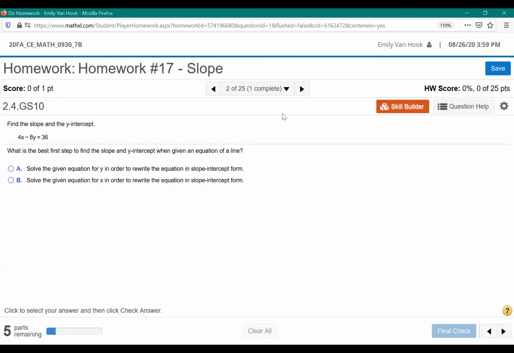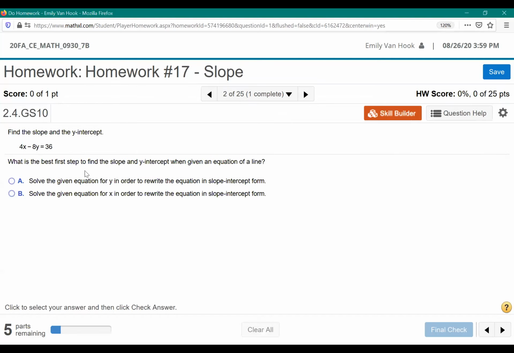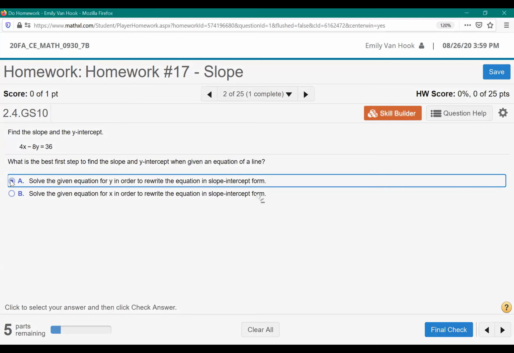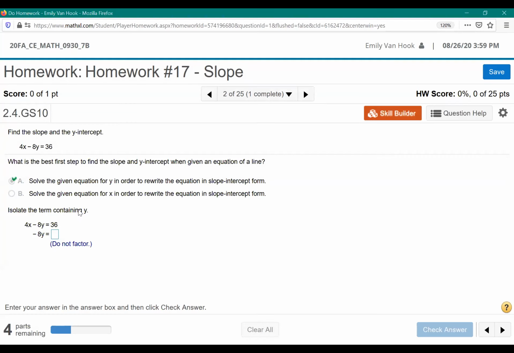All right, number 2. Find the slope and the y-intercept. So 4x minus 8y equals 36. This is another multi-part question. What is the best first step to find the slope and y-intercept? So our choices are solve the given equation for y or solve the given equation for x. We want to choose solve for y. Okay, now we're going to do that.